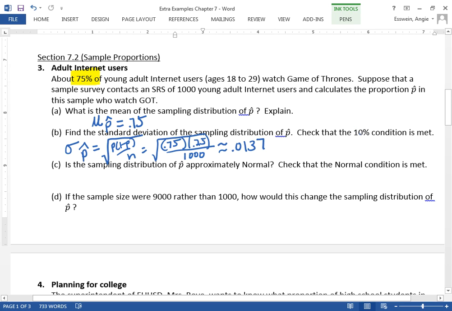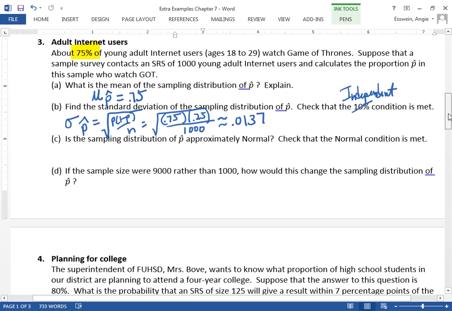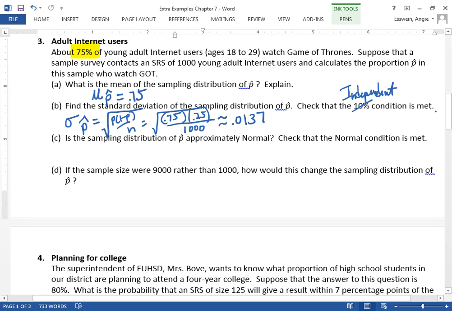And then I'm going to make this, instead of the 10% condition, I'm going to call it the independent condition. But you are making sure you're not sampling more than 10% of the population. But this is a weird instance to check the independent condition, because these are just people that you're surveying. It's not like you're grabbing Reese's Pieces. It's a little bit different. So the probability is not changing as you keep asking people if they watch Game of Thrones. So we're just going to leave it like that.